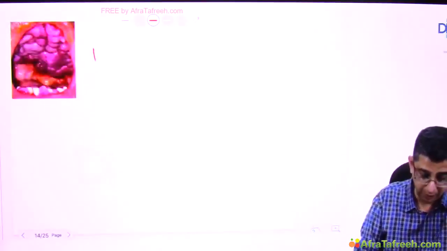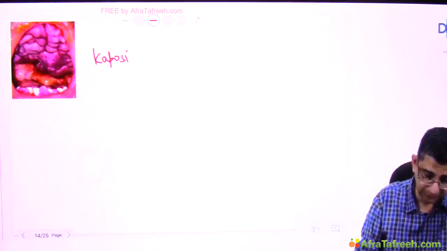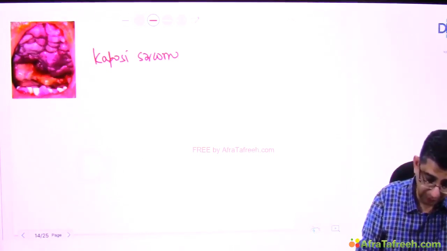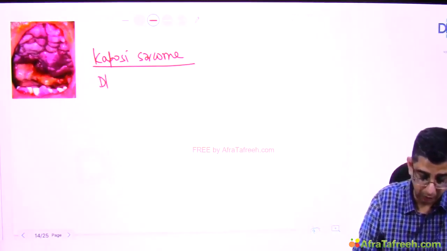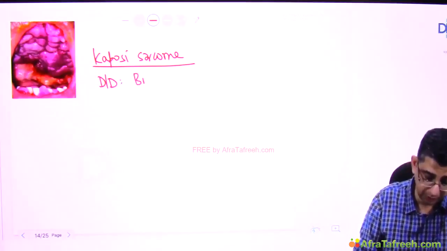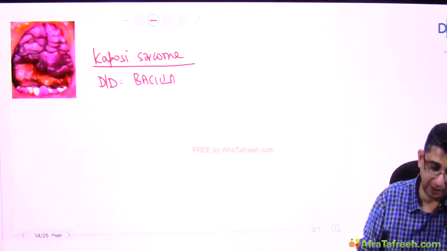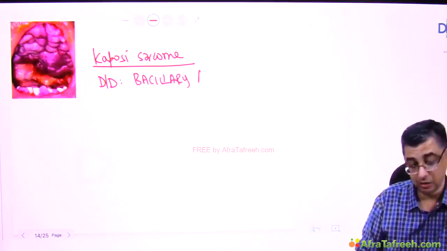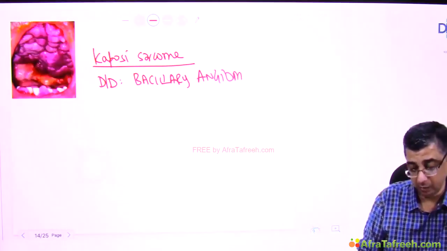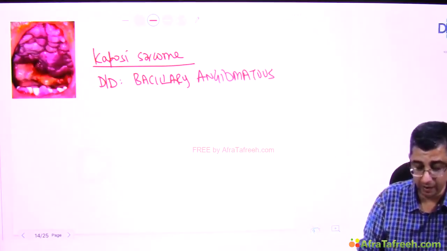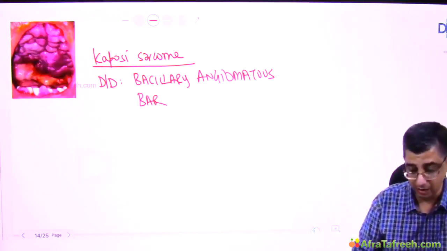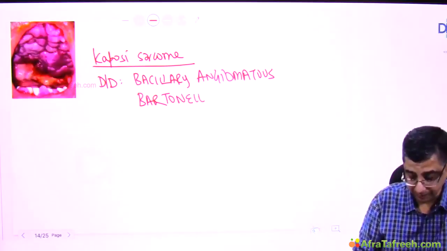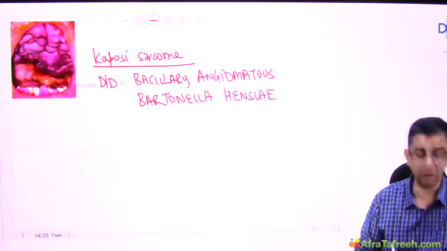And the last image that you can see here is that of Kaposi sarcoma, which is a vascular tumor which is present in the oral cavity or can be present anywhere else in the body. I would also like you to remember a differential diagnosis of Kaposi sarcoma by the name of bacillary angiomatosis. This is caused by an organism by the name of Bartonella henselae. You traditionally read about Bartonella henselae with cat scratch disease, but it is also incriminated in causing a lesion which might look like that of Kaposi sarcoma.